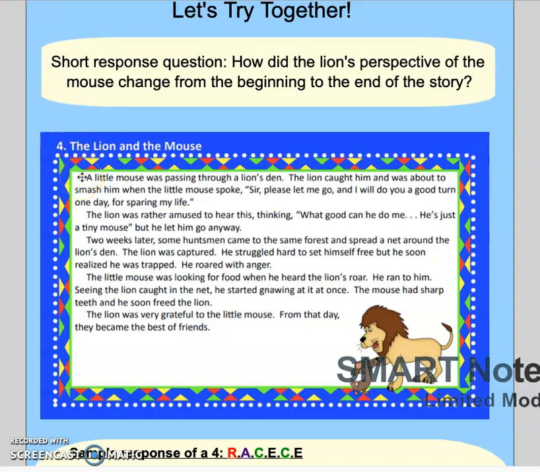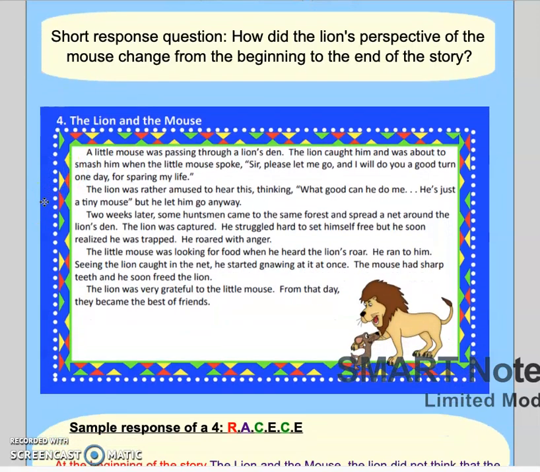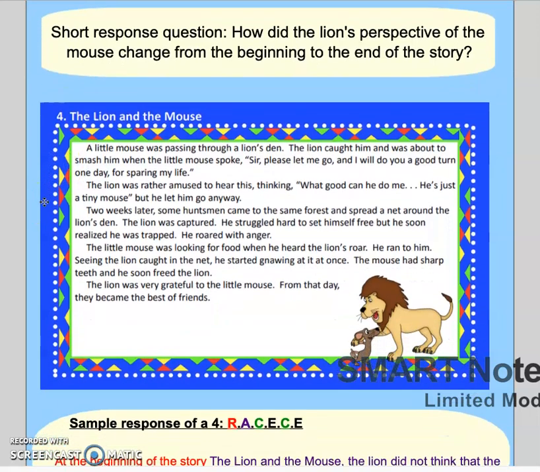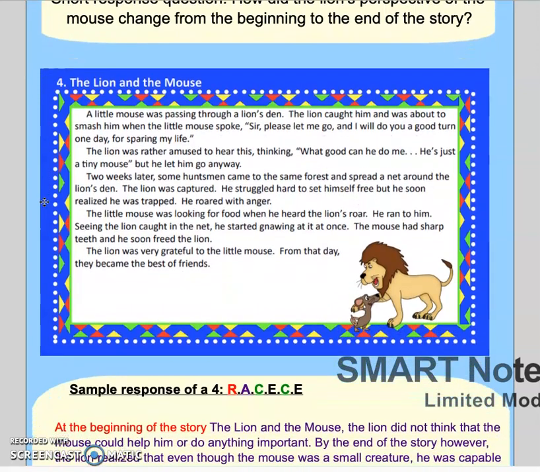A little mouse was passing through a lion's den. The lion caught him and was about to smash him when the little mouse spoke. "Sir, please let me go, and I will do you a good turn one day for sparing my life." The lion was rather amused to hear this, thinking, "What good can he do me? He's just a tiny mouse." But he let him go anyway.